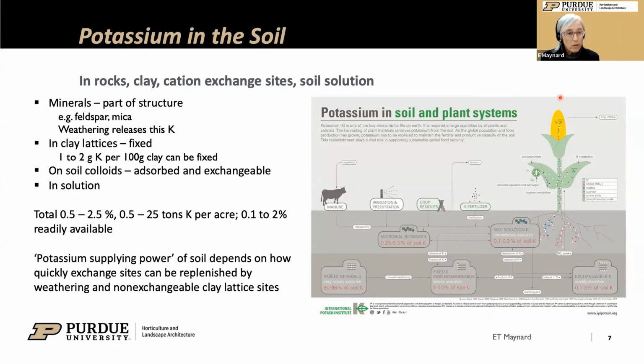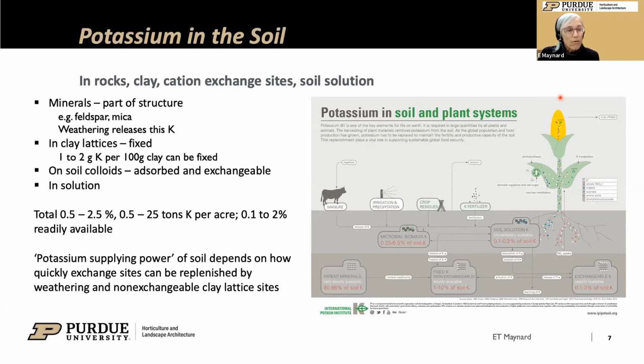You'll also find potassium in clay, where you have soils with a lot of clay or with some clay. The potassium can get stuck between the layers of that clay, and clays can fix quite a bit of potassium. That's called non-exchangeable potassium. It can slowly become available to plants, but it's not readily available.